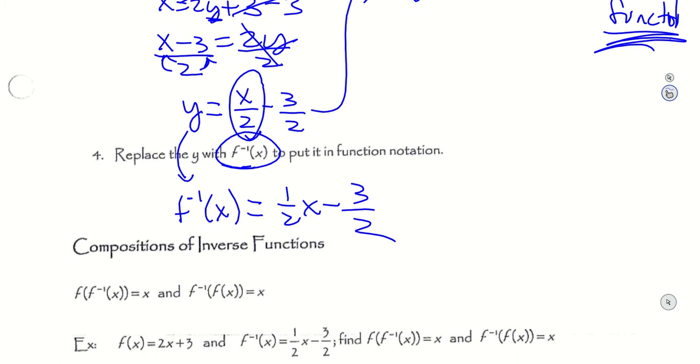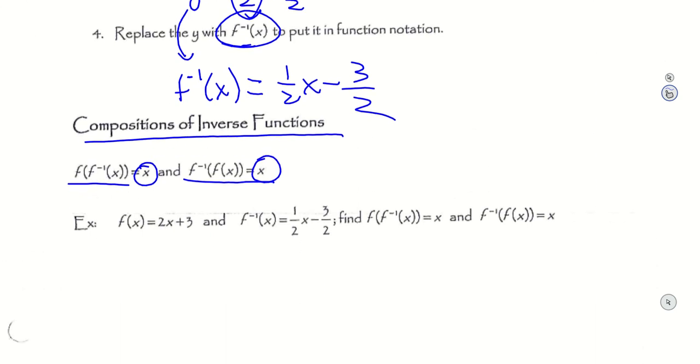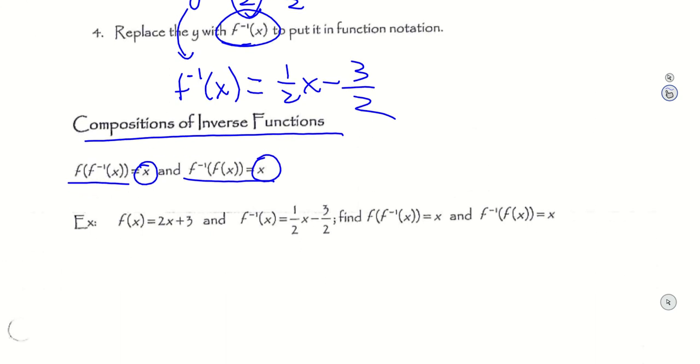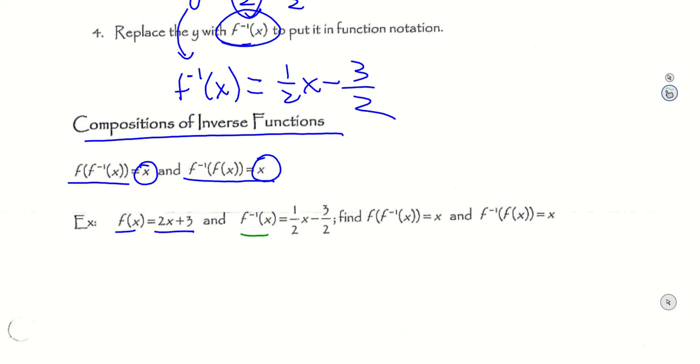And now, compositions of inverse functions. Because what a function does, the inverse undoes, if we compose f with its inverse, so put the inverse function inside of f or go the other direction, the output should always be x. Let's look at this example. I have f of x is equal to 2x plus 3, and I have the inverse of f is 1/2 x minus 3 halves.